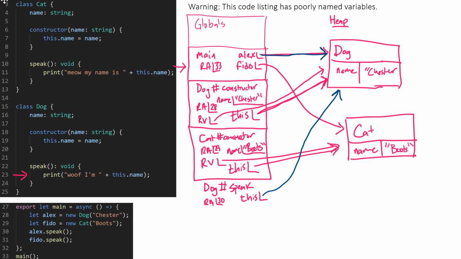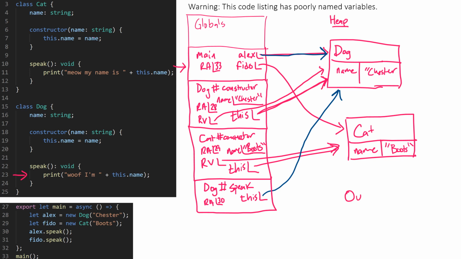So when we set up the frame for a method call, the name that comes before the dot is the reference we'll use to establish the this variable in the method's frame, right? So now we jump into this particular frame, and here we print woof, I'm, followed by this dot name.